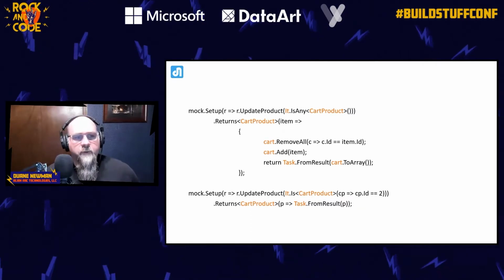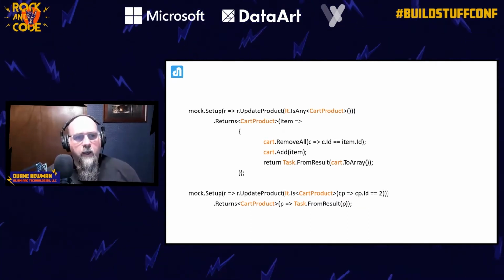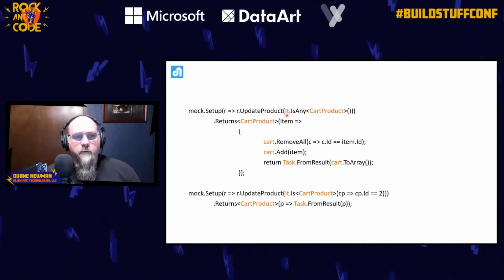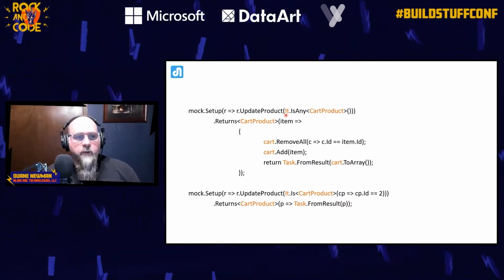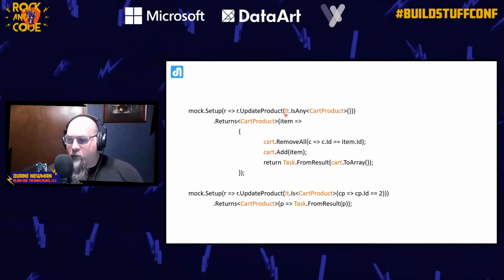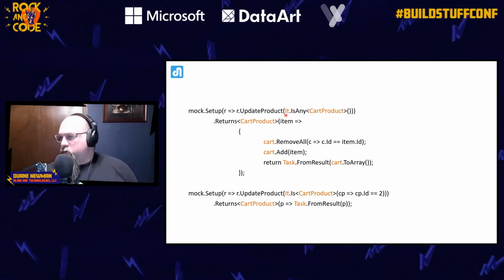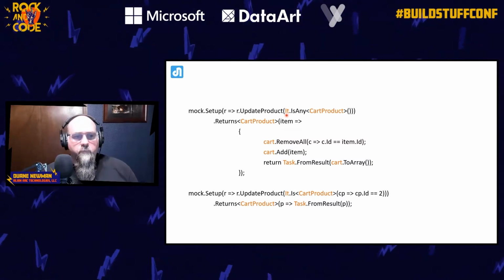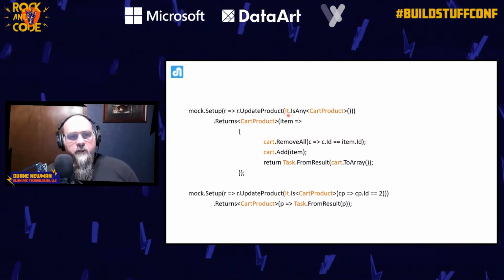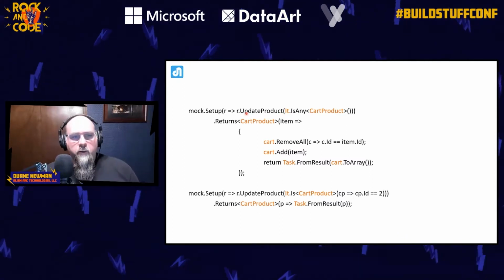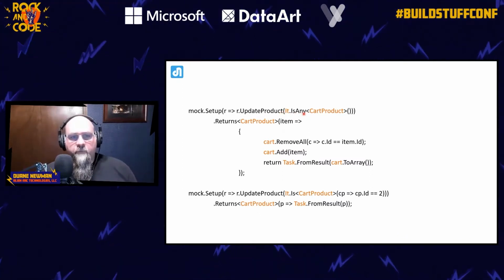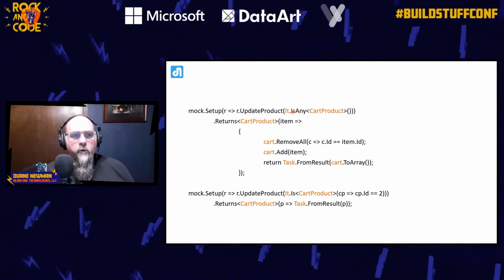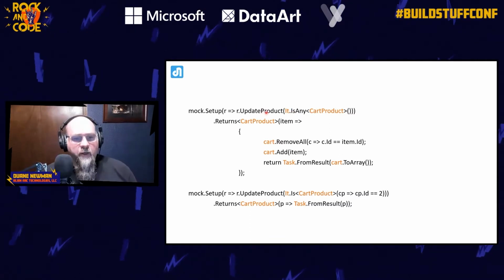Here we're going to mock out the UpdateProduct method. And if we look at that, you see this first parameter here is this It object, and that's a built-in type in the Moq library. What it allows you to do is control how it matches values against it. So in this case, we can tell it that for UpdateProduct, we want to match when the value is any CartProduct. So any CartProduct that's passed in for this first parameter is going to match on this setup.